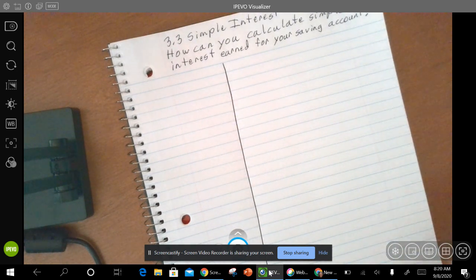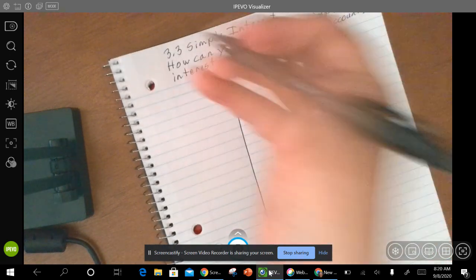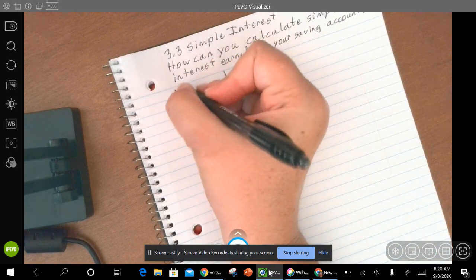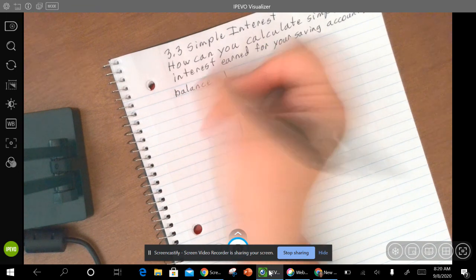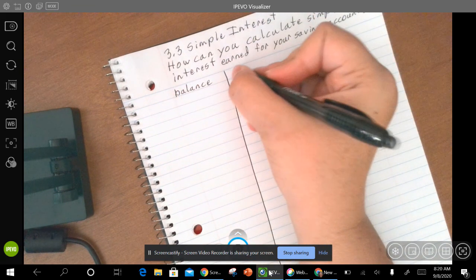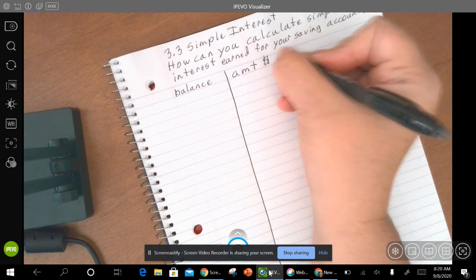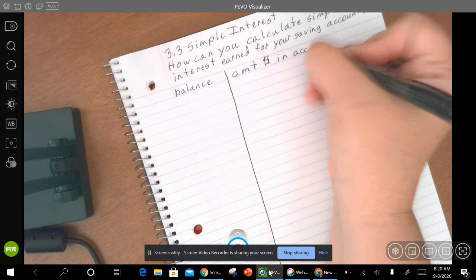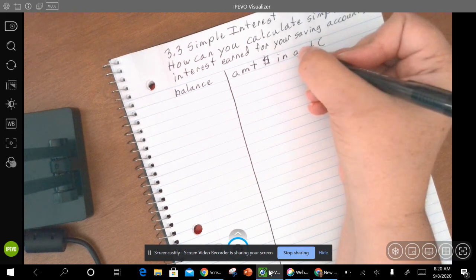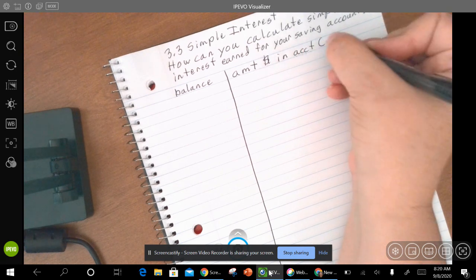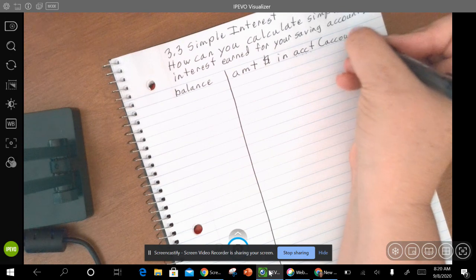So I just wanted to get some initial terms for you, everybody. When we talk about balance, if we're talking about a checking or a savings account, it's the amount of money in your account. So you'll see us use the abbreviation ACCT for account.